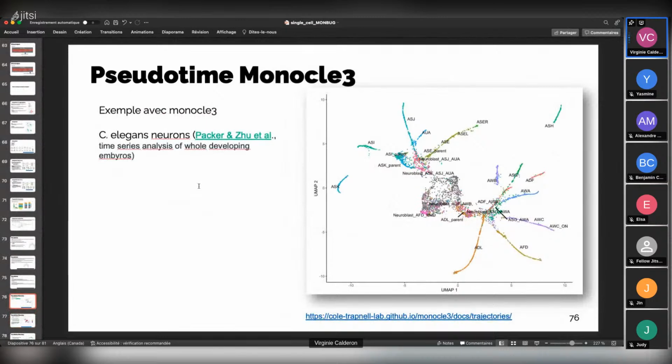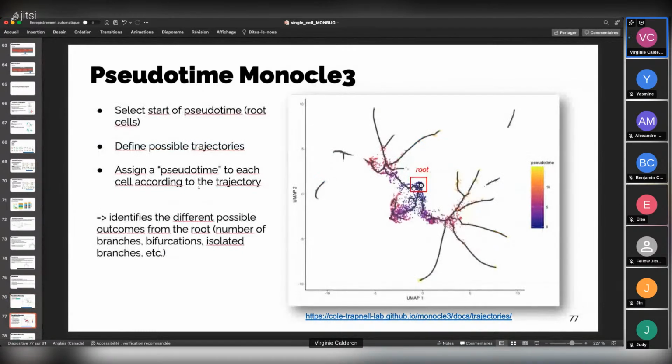We have here a UMAP with, you see, a lot of clusters, and we want to understand how the cells evolve through the process. So we have C. elegans neurons during embryo development. So we can use Monocle on this. We tell Monocle that the root is here. So the root is the initial state of differentiation. And then Monocle will find by itself the different options.